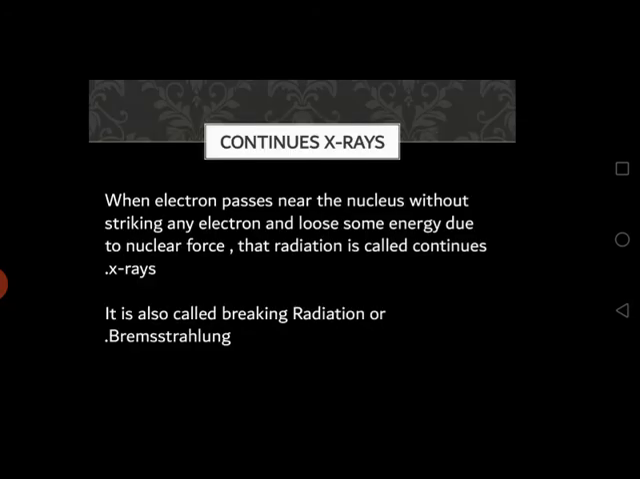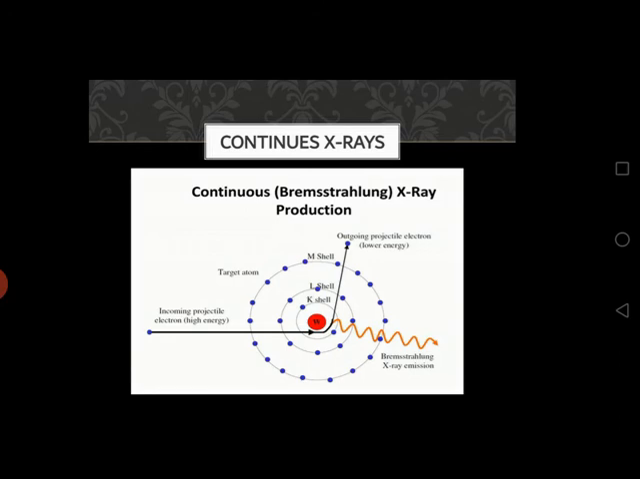Now moving towards the second type of X-rays, which are called continuous X-rays. Continuous X-rays are produced when an electron passes near the nucleus without striking any electron and loses some of its energy due to nuclear force. That radiation is called continuous X-rays. These continuous X-rays are also called braking radiation or Bremsstrahlung. You can see the figure.